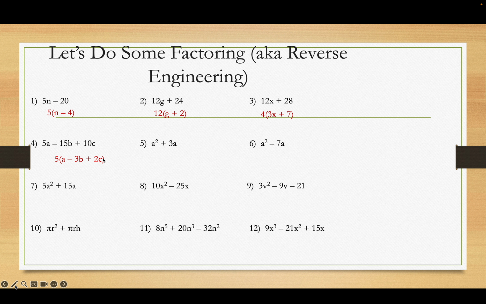Now, number 5 is different because for the first time, we have the same variable in both of them. So what they share in common here is a variable. Now remember, a squared is aa, plus 3a. So they each have 1a. So I factor out the a that they each have. I'm left with a times a plus 3. A times a is a squared. A times 3 is 3a.